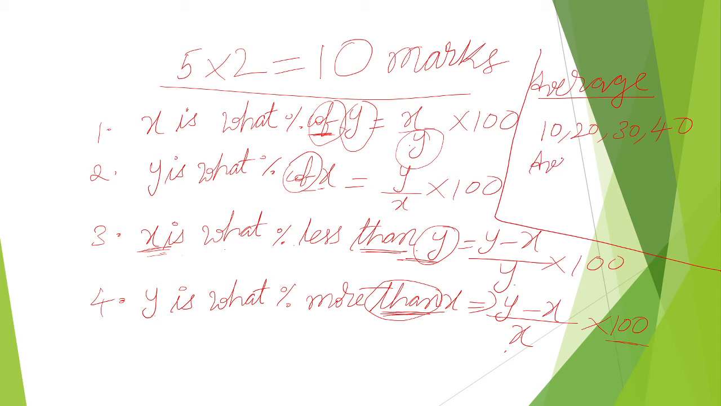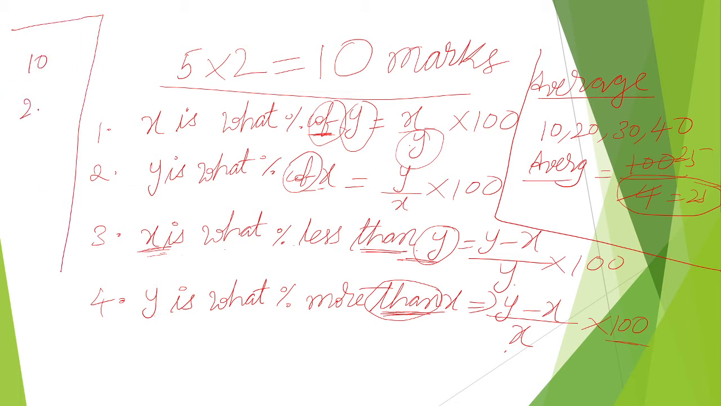What is the average? Average is equal to the sum of all the values divided by the number of values. 10 plus 20 is 30, 30 plus 30 is 60, plus 40 is 100. 100 divided by 4 is 25. 25 is the average. This is actually the traditional method. But I will tell you one clue on how to find the average.